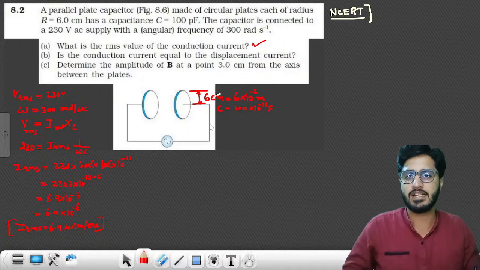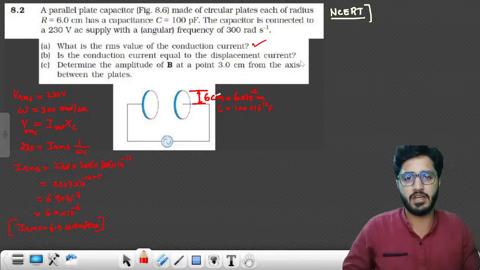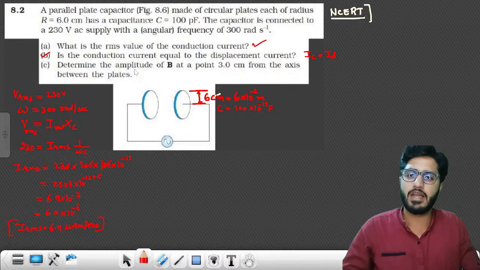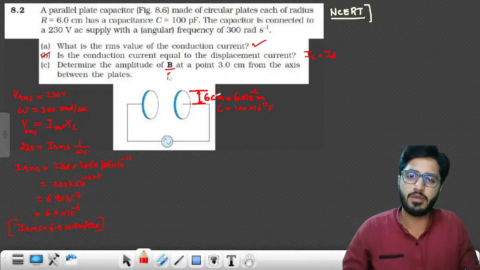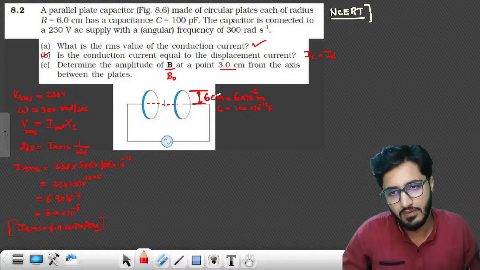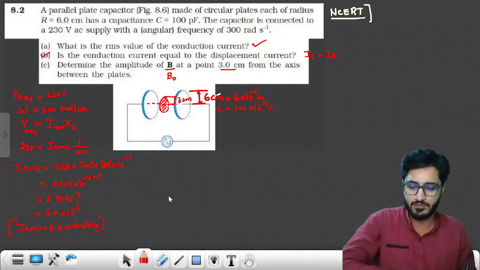Second point: is the conduction current equal to displacement current? Yes, we know that IC equals ID. Determine the amplitude of B, that is B naught, at a point 3 centimeter from the axis between the plates. It simply indicates it is somewhere here, right? 3 cm. So the radius here is given as 3 centimeter.